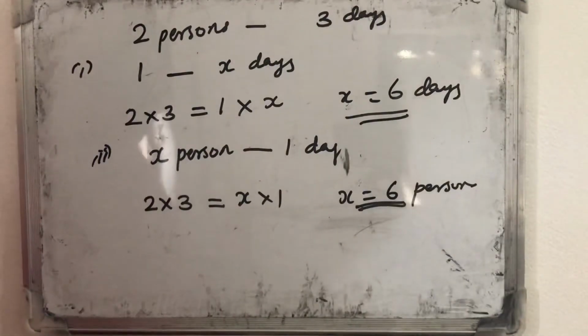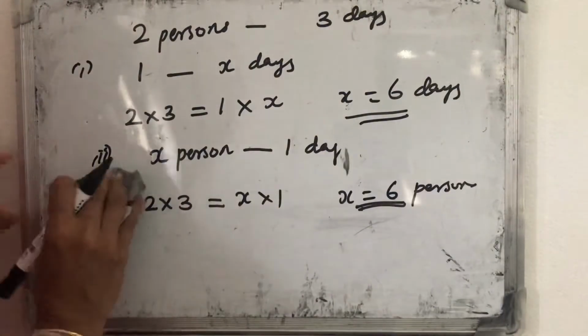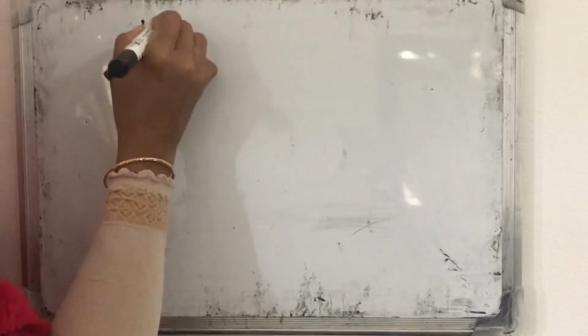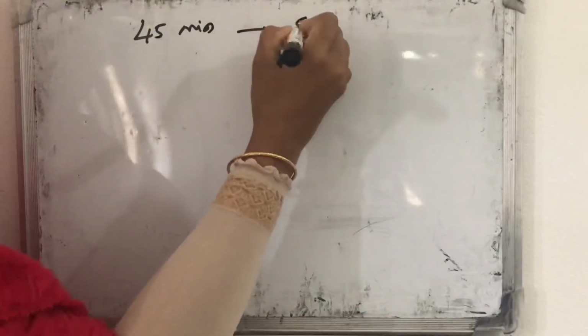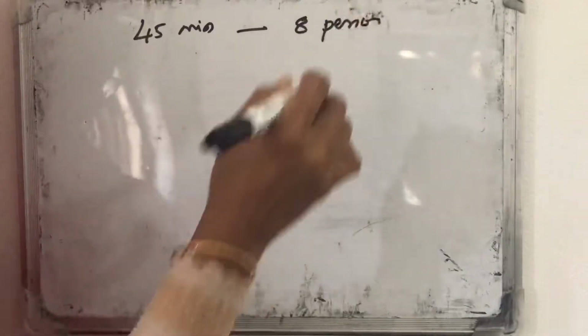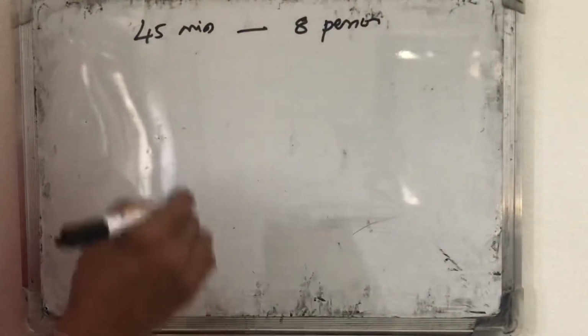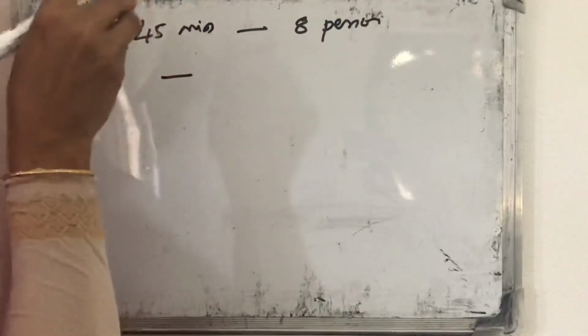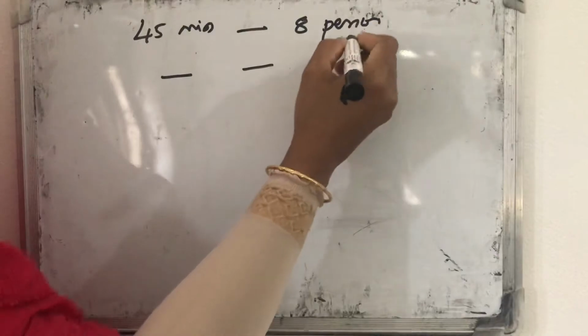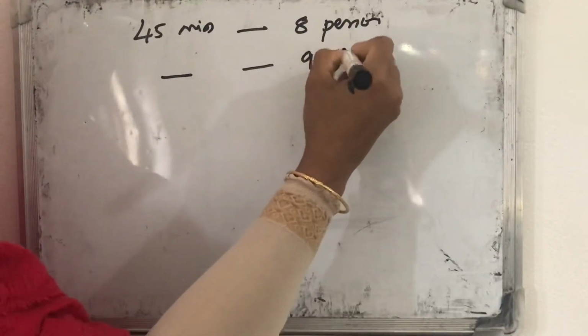Just like the last question: a school has 8 periods a day, each of 45 minutes duration. If each period has 45 minutes duration, there are 8 periods. How long would each period be if the school has 9 periods a day, assuming the number of school hours to be the same? Here we don't know the time. How much time will be needed if there are 9 periods?